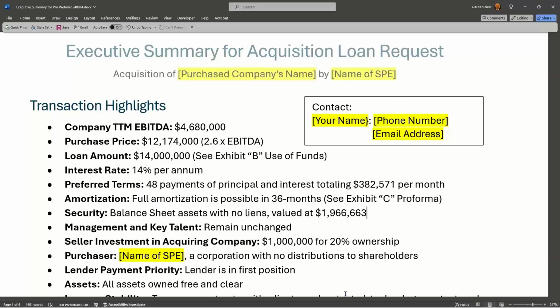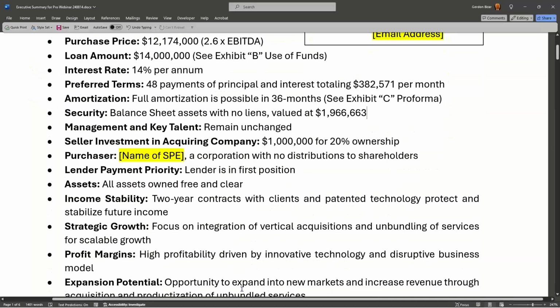And when you use a corporation and you do it where there's an agreement that the funds stay in the corporation, at least until the debt is paid down to a certain period, lenders are going to feel very, very comfortable with that relative to an LLC pass-through. The next thing that's important here is the lender payment priority. We want the lender to know, because we stated here, lender is in first position. So that does give them the collateral value of the assets of the company.